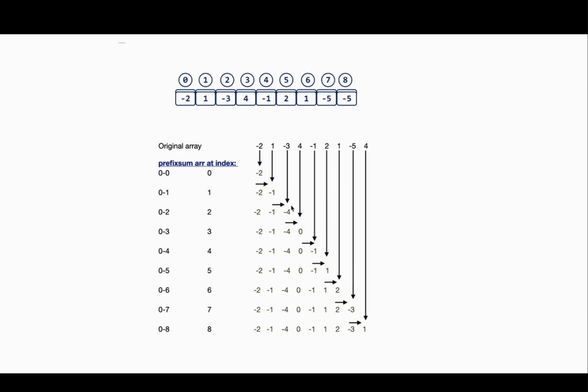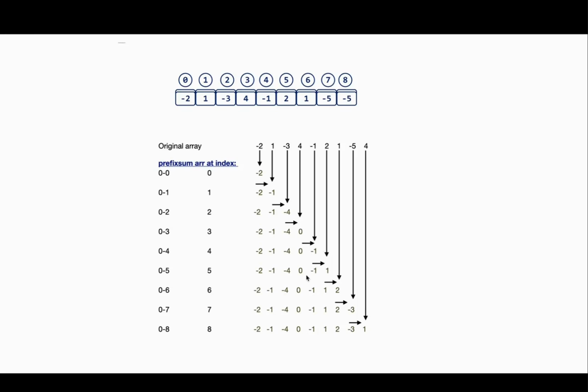Now calculate prefix sum of 3. Take the previous index value, prefix sum of 2, that is -4, and take the current index value from the original array, that is 4. If we sum, this is 0. Now calculate prefix sum of 4. Take the previous index value, prefix sum of 3, that is 0, and take the current index value from the original array, that is -1. So total is -1. So prefix sum of index 4 value will be -1.